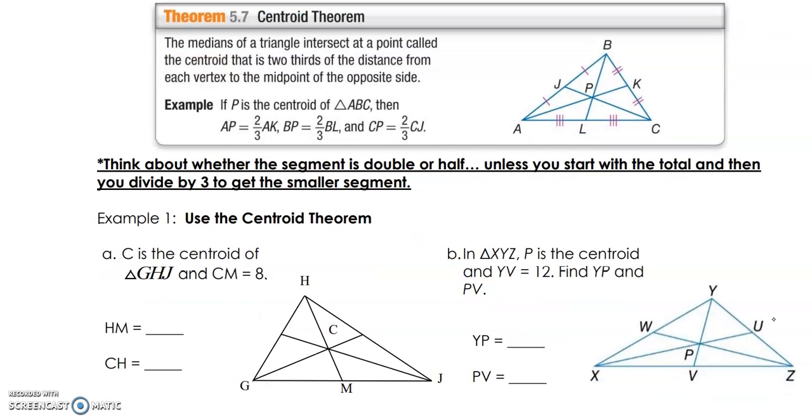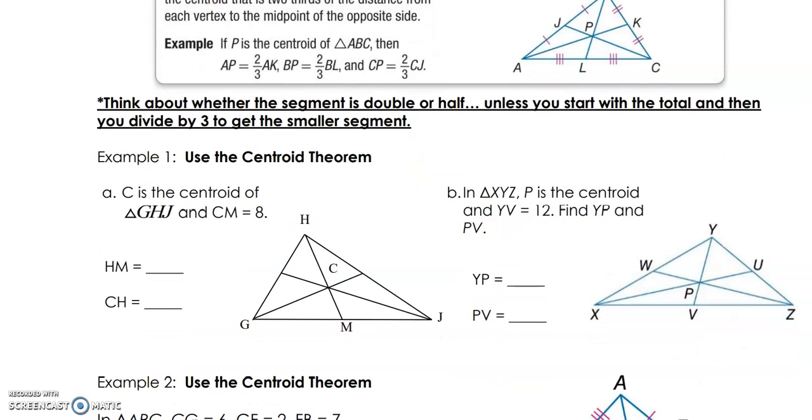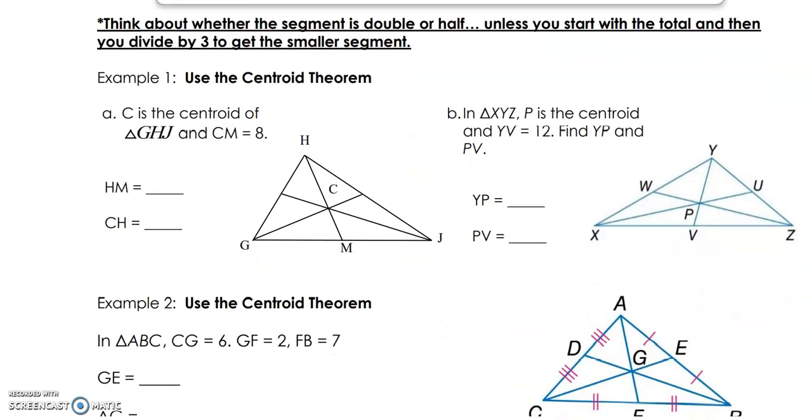Well, I want you to think more about the segments as double or half, unless you start with the total, and then you would divide it into 3, and that would give you the smaller segment, and then you would just double it to get the bigger one. It's a lot easier than kind of trying to do any fraction work.